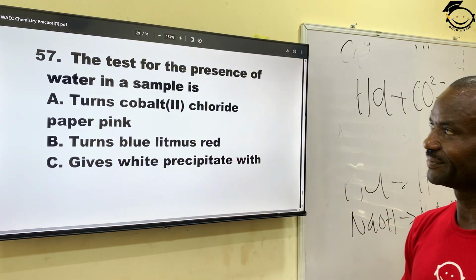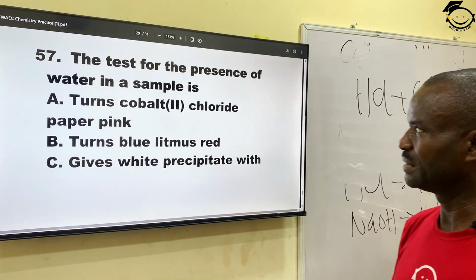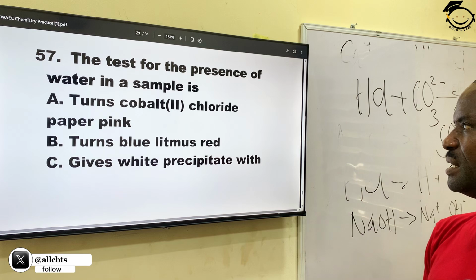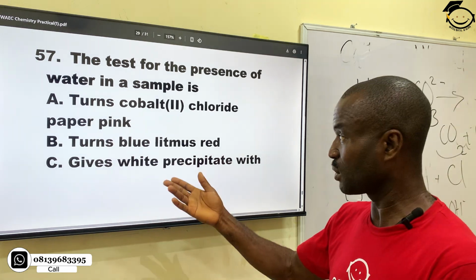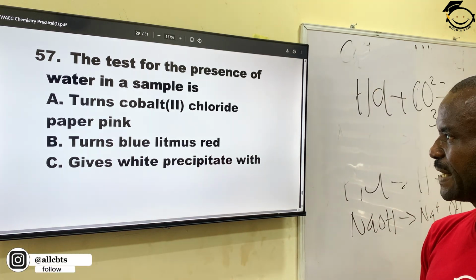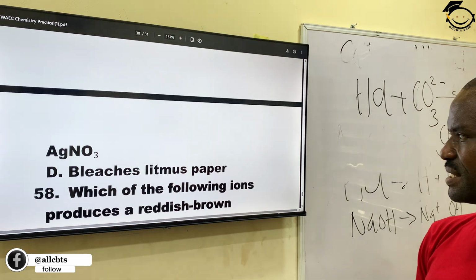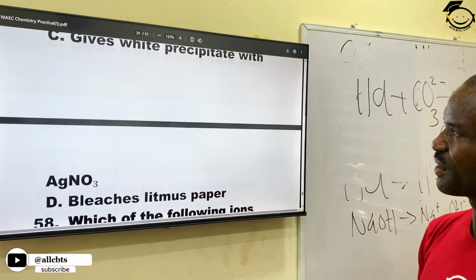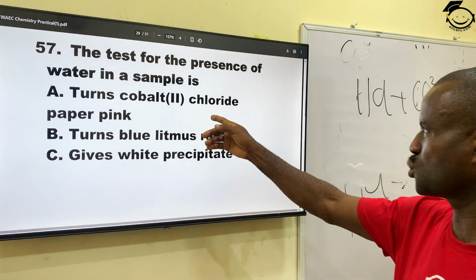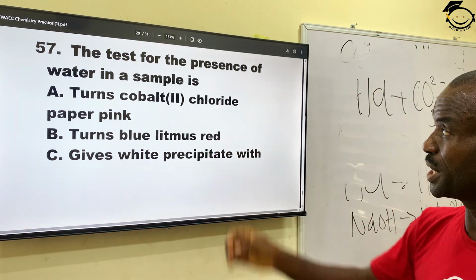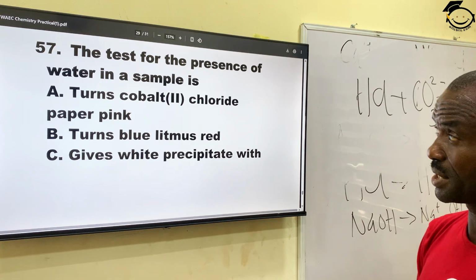57. The test for the presence of water in a sample. How do we confirm that water is present in the sample? A. Turns cobalt 2 chloride paper pink. B. Water will turn blue litmus paper red. C. Gives white precipitate with silver nitrate. D. It bleaches the litmus paper. The correct answer is A. Water presence will turn cobalt 2 chloride paper pink. So that confirms the presence of water in that substance.